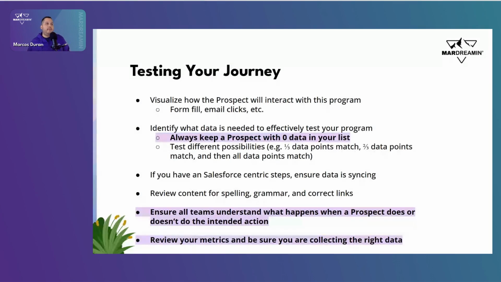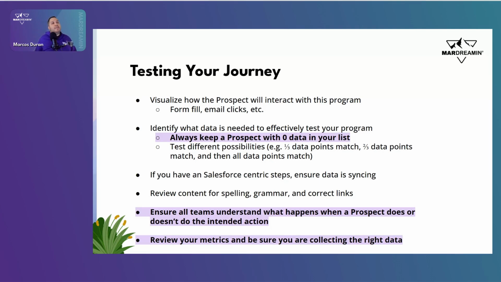All right, so testing your journey. So things here that we want to keep in mind, make sure that however you're testing, that you always have a record that just has no data. And you want to make sure you do that because there's going to always be somebody on your list that doesn't meet the criteria. So you want to make sure like what happens to that person, right? And then you want to create variations, right? So if you're doing a journey with 3 data points being at the center of it, get one that only has 1 of the data points, or get another one that has 2 of the data points, etc.